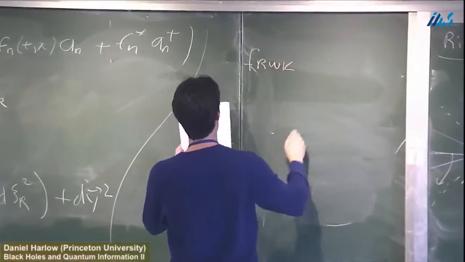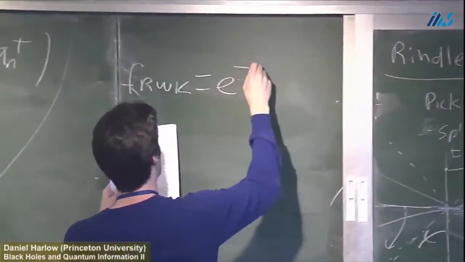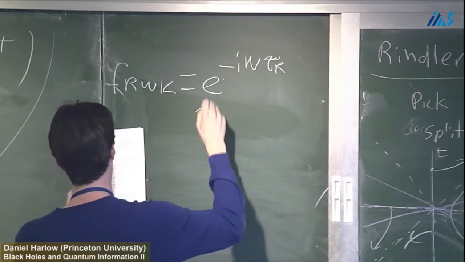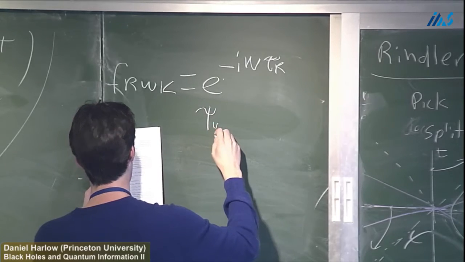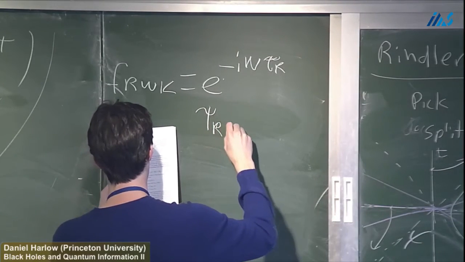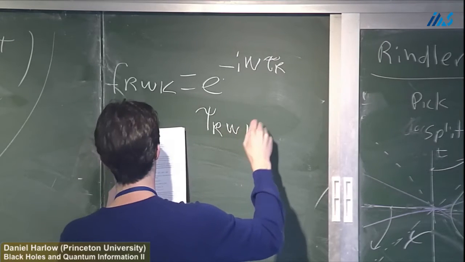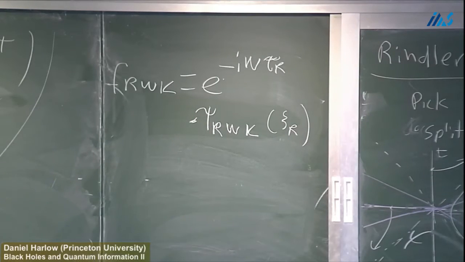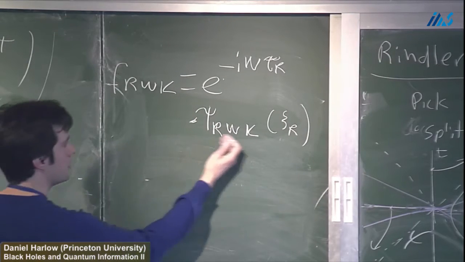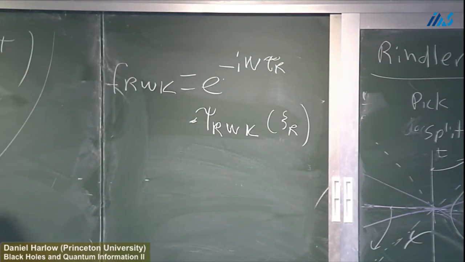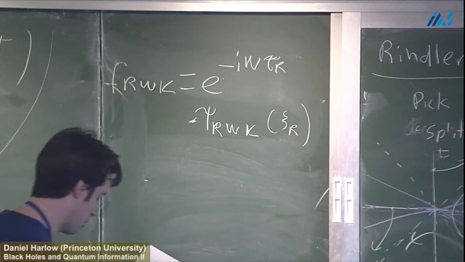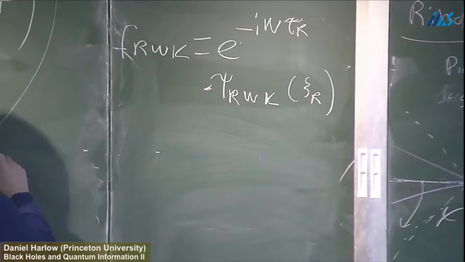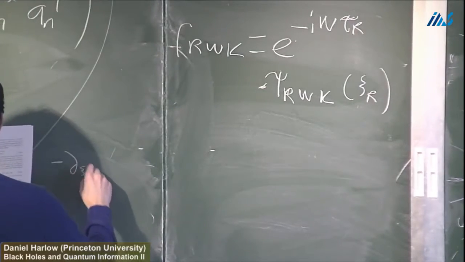In order to do that, what we want is to look for solutions of the form e to the minus i omega tau_R times some function, which I called psi omega k, which depends on xi. This is constrained by saying that the whole thing obeys the wave equation. More explicitly, that means this psi has to obey some Schrodinger kind of equation.